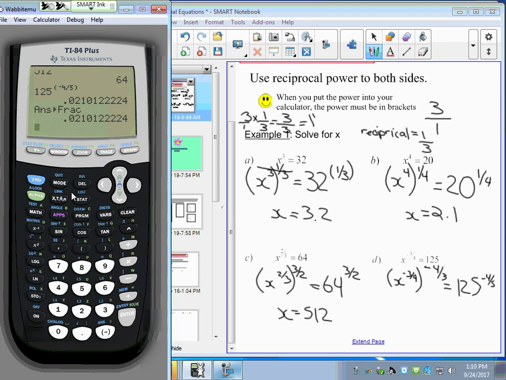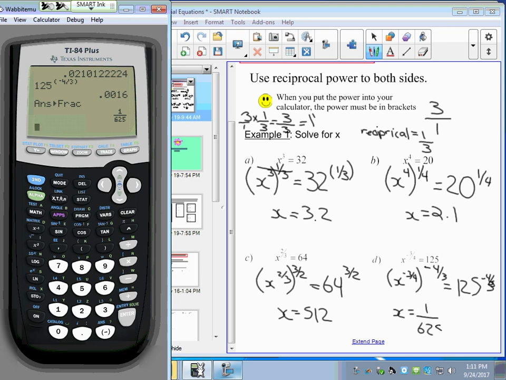Oh, I wrote down the wrong number. Lovely. Okay, so this one should have been 4 over 3. So let's try that again on my calculator. 125 to the power of negative 4 over 3 this time. Oh, much better. 0.0016. Now we can turn this into a fraction. And it gives us 1 over 625. So x is equal to 1 over 625.